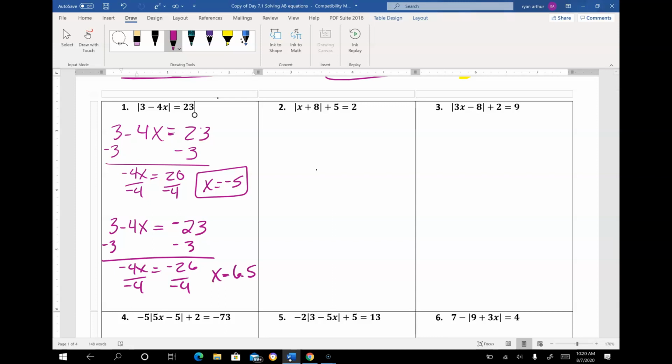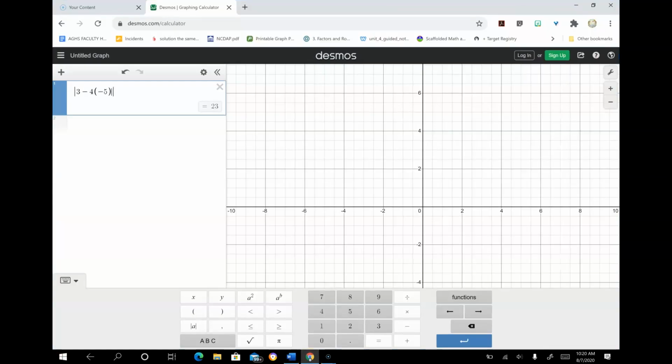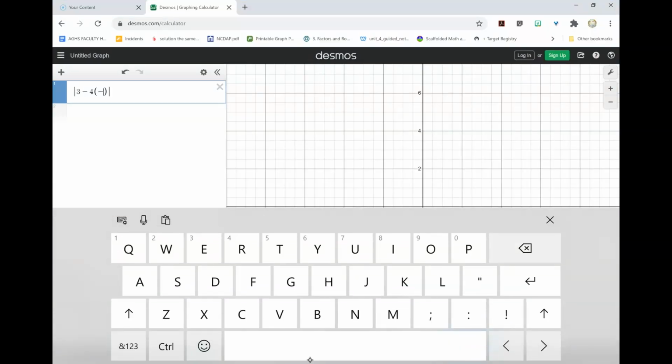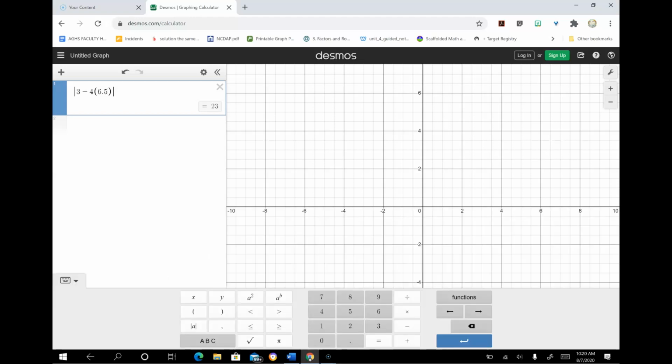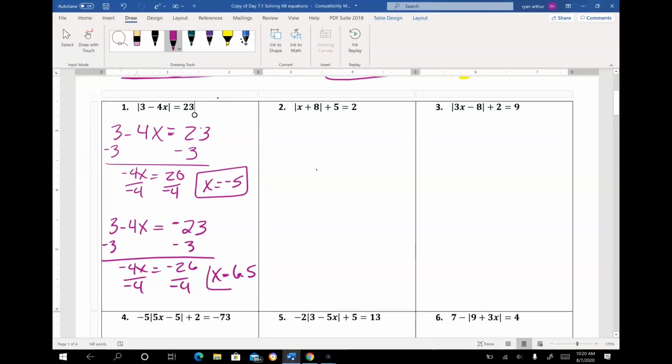The great thing about Desmos is I don't have to type that all over again. I can just interchange negative 5 with 6.5. So now I'm going to take that negative 5 and I'm going to change it. I'm just going to use this keyboard. 6.5. And I still got 23. So both these answers work. So we have two solutions here. So the answer to number 1 would be negative 5 and 6.5. Okay? All right. Number 2.